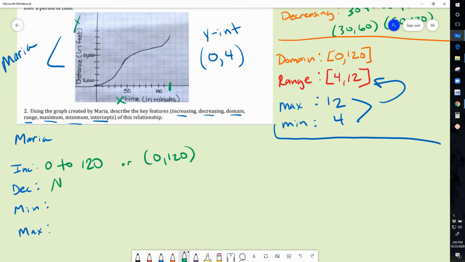Where is my graph decreasing? I'm just going to put never. My graph is never going to go down. That would mean that my distance away from the starting point went down. That'd be bad news.